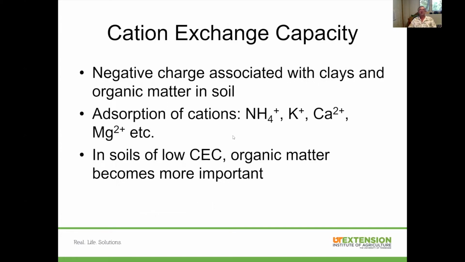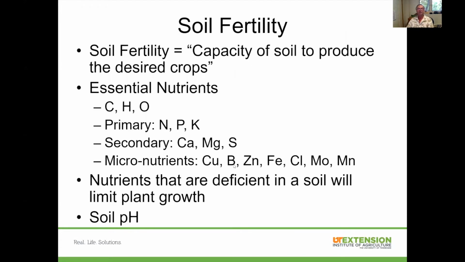This thing is called cation exchange capacity. It's a measure of the charge associated with the soil, and it's very important for holding certain nutrients like ammonium, the ammonium form of nitrogen, potassium, calcium, and magnesium in the soil so we don't lose them. And if we have soils with low cation exchange capacity, which many of our soils are, because of the nature of the types of clays we have, the organic matter becomes much more important.